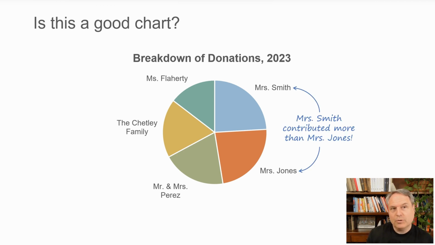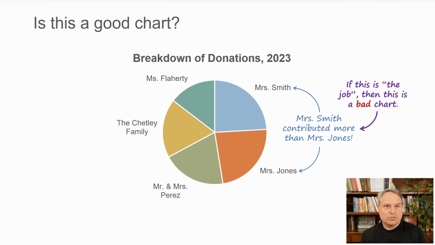However, if we were to assume that the purpose is to communicate that Mrs. Smith here contributed more than Mrs. Jones, well, I would say that this is a bad chart because it's hard to compare these slices. There's not enough precision essentially in this chart to see whether Mrs. Smith or Mrs. Jones had higher donations. They're too similar in size.